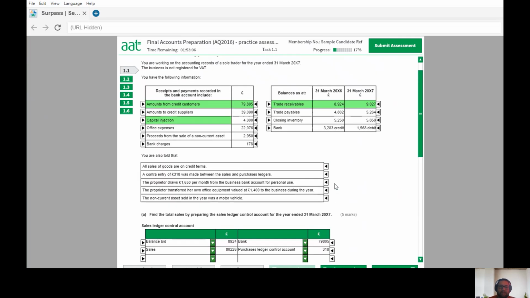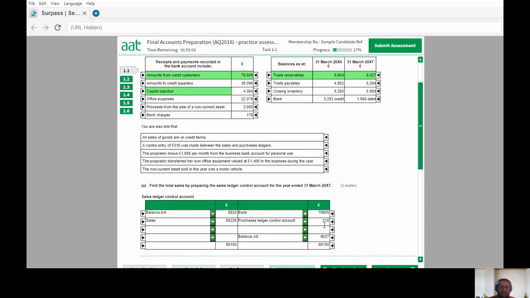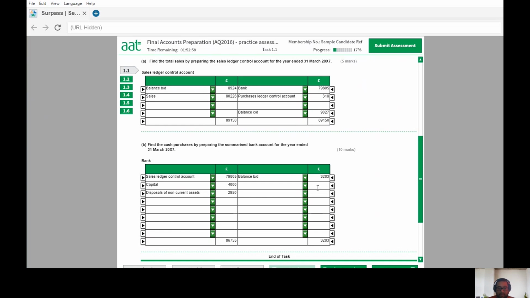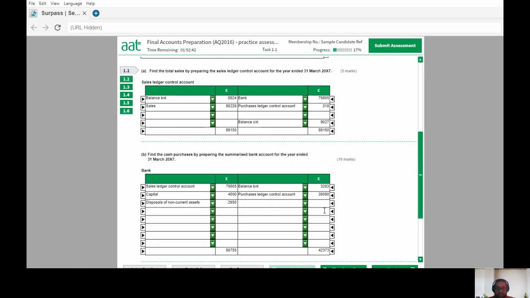Now let's look at the credit side. The credit side, we have the payment to your suppliers, 39,090. That is going to be purchase ledger control account. Do we have anything else? Yes, we have payment for the office expenses. That's 22,076. So we're going to say office expenses. And then also the owner withdraws money from the bank account. So it's credit to your bank account.